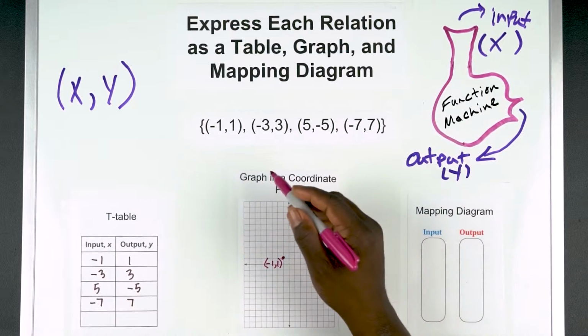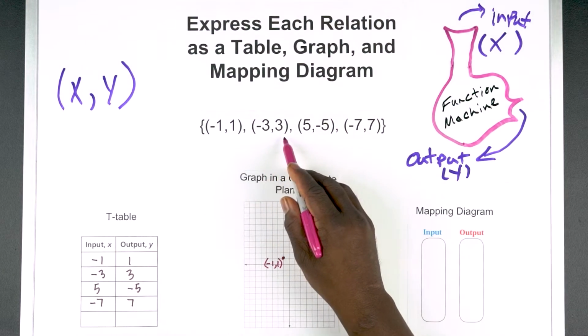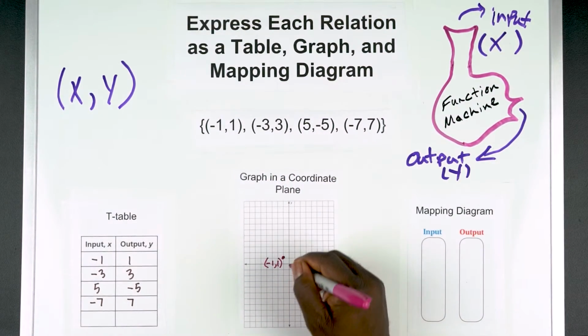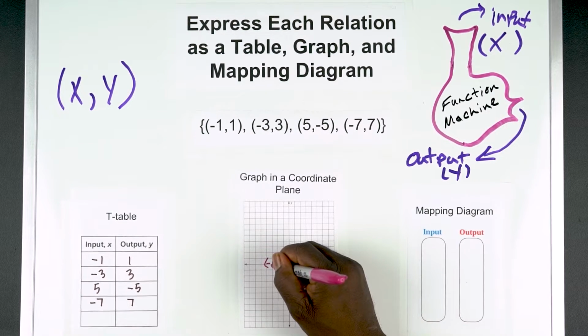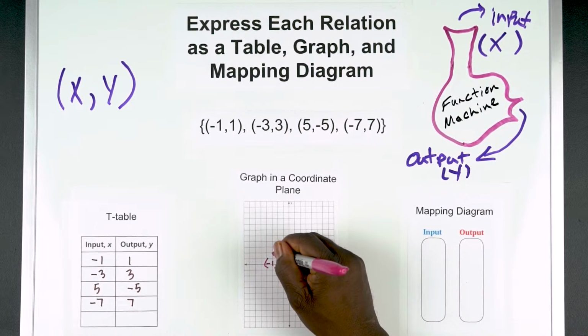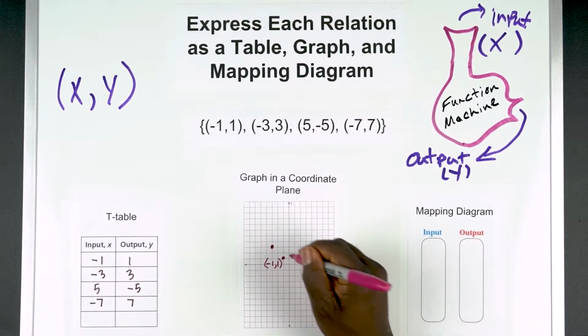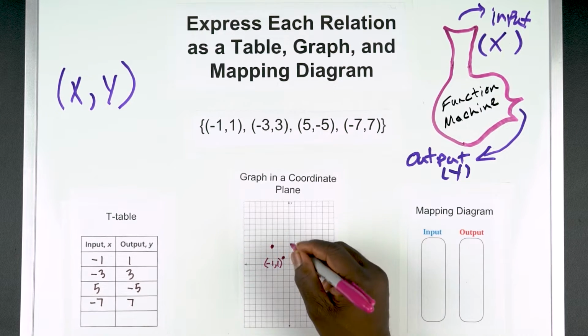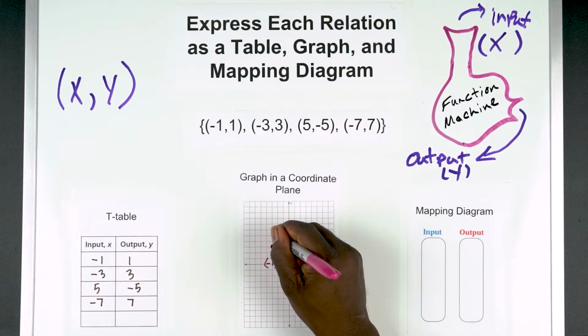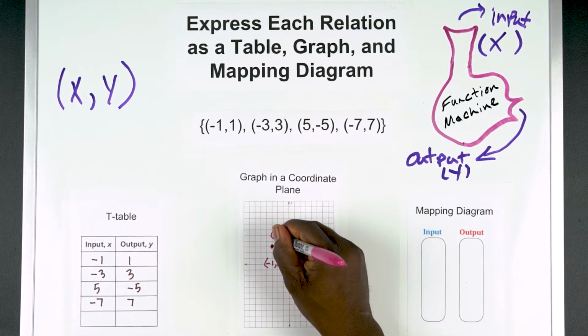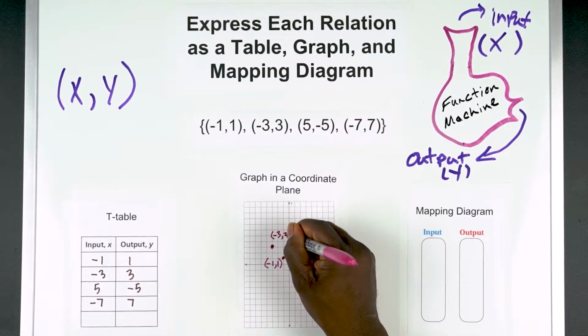All right, now we have -3, +3. Start from the origin, go over 1, 2, 3, and then up for +3. 1, 2, 3. There we go. And we'll continue and write the ordered pair next to it. That is -3 and +3.